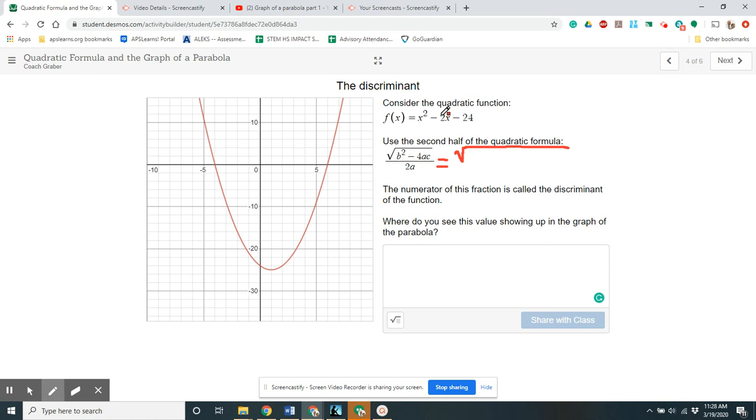So b is -2. Make sure you use parentheses or the calculator will mess it up. So I have -2 in parentheses, squared. Make sure the squared is outside the parentheses. And then minus 4 times our a, which is 1 because there's no number here. And our c is this number here, which is -24. Make sure to make it negative because of the minus sign.